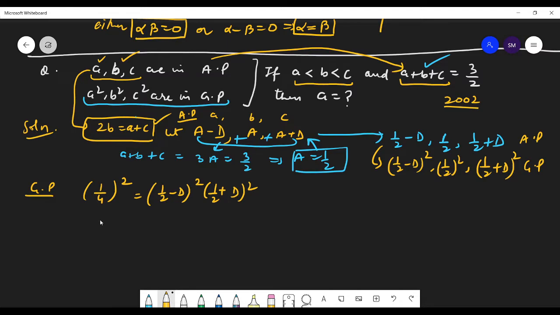So solving this, what do you get? 1 by 16 is equal to A minus B, A plus B, so A square minus B square whole square. So what's your A? 1 by 2. So 1 by 4 minus D square whole square, right? So square rooting both sides, plus minus 1 by 4 is equal to 1 by 4 minus D square.